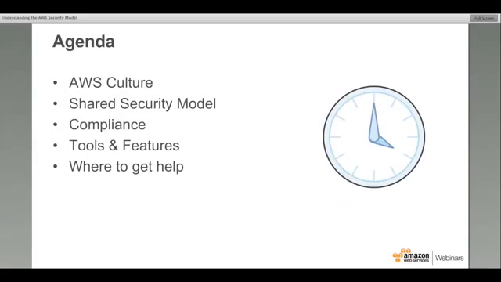So in this webinar, we're going to talk about a few things. We'll talk about culture and innovation at AWS. We'll talk about our shared security model, discuss compliance in AWS, and talk about a few more tools and features and where to get help.